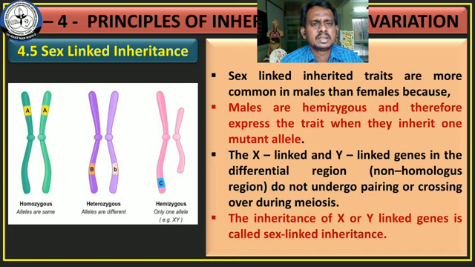Here, males have X and Y chromosomes. Due to the presence of 2 different types of chromosomes, each chromosome has only one allele. The X-linked and Y-linked genes are in different regions because the X and Y chromosomes are non-homologous. So they do not undergo pairing or crossing over during meiosis, because these chromosomes are non-homologous chromosomes.